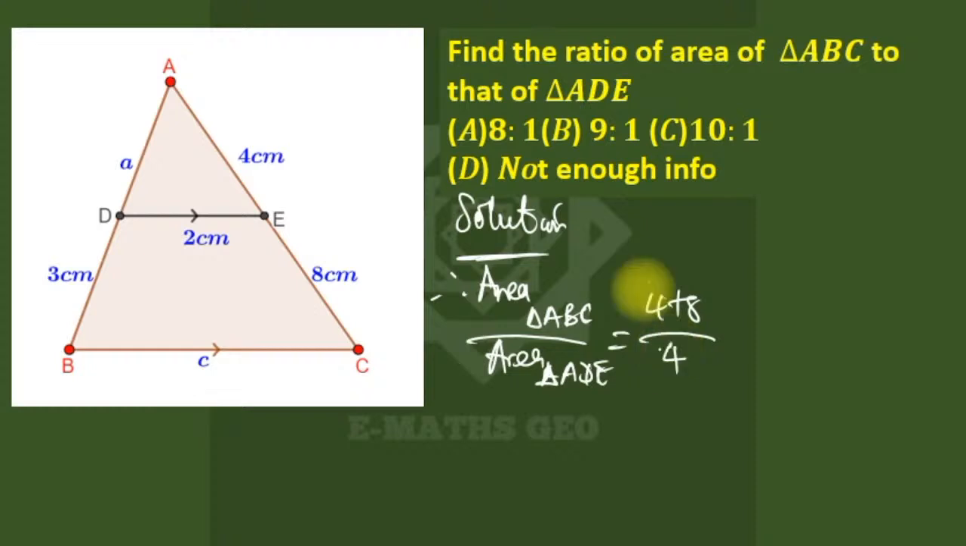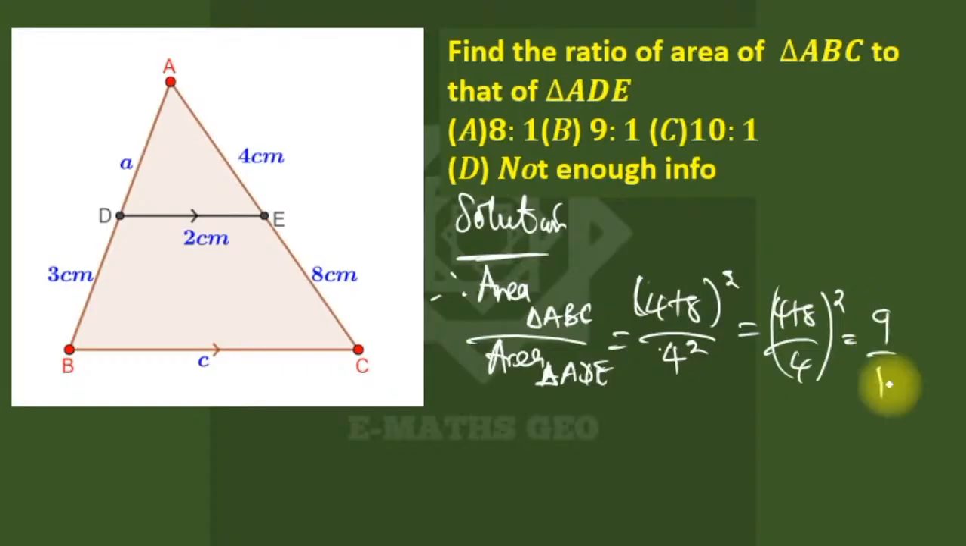Yes, remember, let's write squared, and we know that we can write it as 4 plus 8 over 4 all squared. So our answer is 12 over 4. 12 over 4 is 3. 3 squared is 9. So 9 over 1. So our answer is option B. The ratio is 9:1.